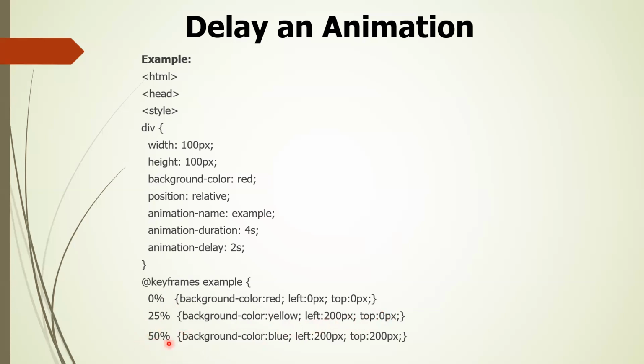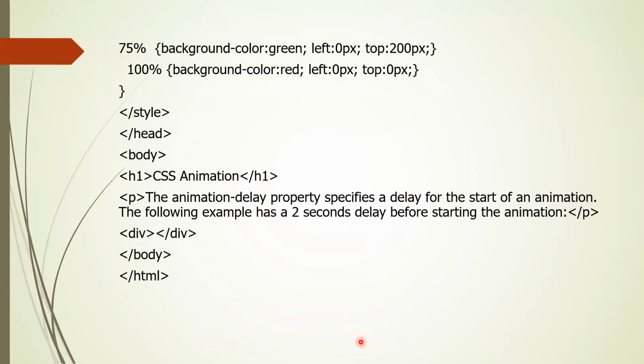At the next second, at 50% time, the color of the box will change to blue. At 25%, the color will be changed to yellow. When the time is 50%, the color will be changed to blue. At that time, the container will be moving from the left position to 200 pixels. From the top also, it will be moving 200 pixels. So it will be coming at the bottom. At 75% time, the color of the container will become green. At that time, the box will be at 0 pixels from the left side, and from the top, it will be 200 pixels.